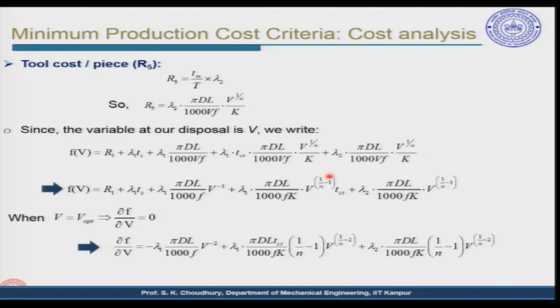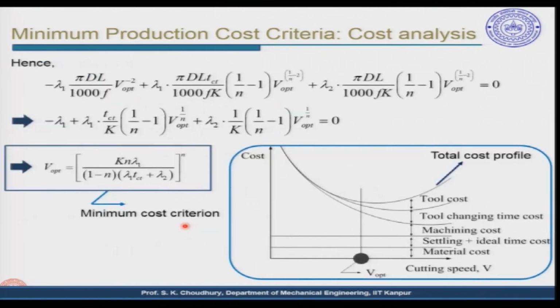Similarly, the derivative of this will be 1 by n minus 1 coming out here, in this case V to the power 1 by n minus 2, and here also it will be a similar one. So, here it is the delta lambda 2, which is the tool cost per piece, and in these two factors it will be lambda 1, which is the overhead plus labor cost. Then if we rearrange them and make them equal to 0, all the V velocities that we get here are the optimum velocities, because we have taken the first derivative of this equation and equated it to 0.